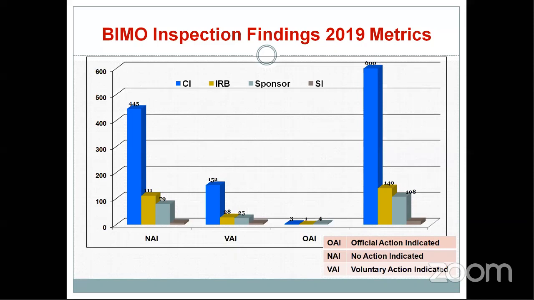The way FDA works is, if official action is indicated, that means it's almost like a warning letter. They do record some findings, but they say that no action is indicated. That does not mean the sponsor should not address the finding, but they are not expecting us to respond. The reason is, when they come back to the same site and see the same issue, that will be a bigger problem.